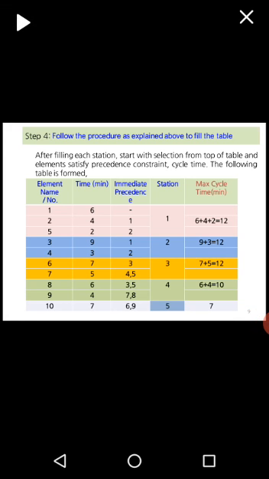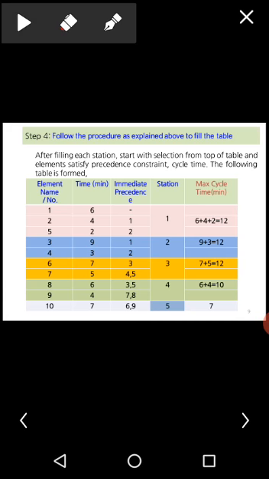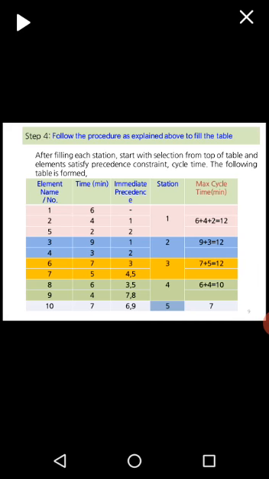And coming to the last column, we satisfied the time factor. 12 minutes in station 1, 12 minutes in station 2, 12 minutes in station 3, and in station 4 we have a time of only 10 minutes. Here we can say the delay period is 2 minutes, and in station 5 the delay period is 5 minutes. This is how we need to solve the problem.